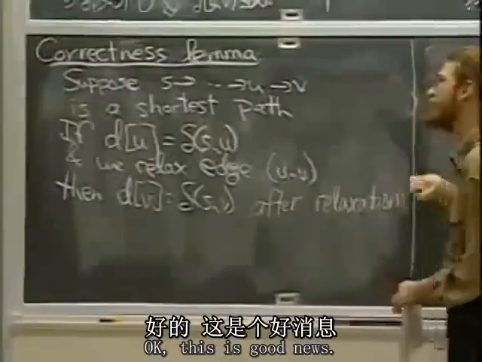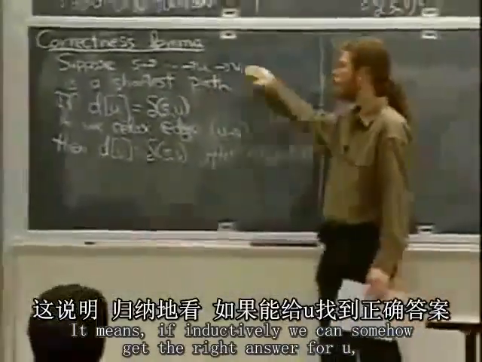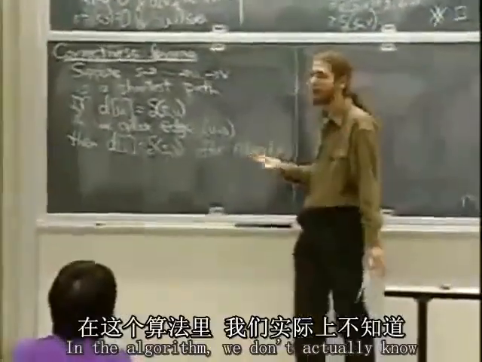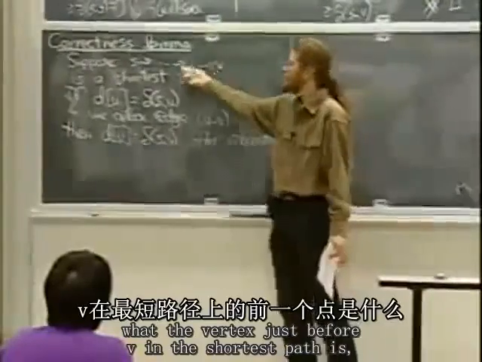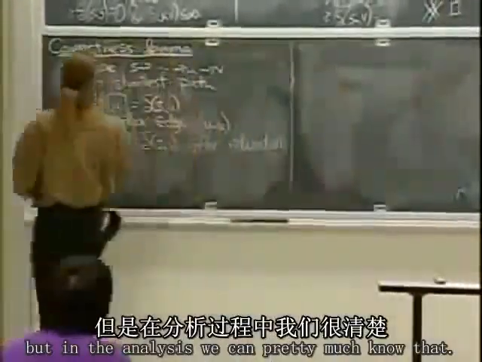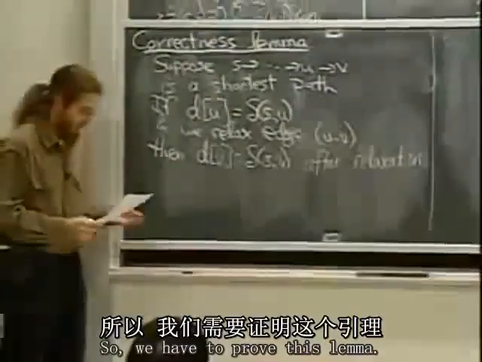Okay, this is good news. It means if inductively somehow we can get the right answer for u, now we know how to get the right answer for v. Now in the algorithm we don't actually know what the vertex just before v in the shortest path is, but in the analysis we can pretty much know that. So we have to prove this lemma.